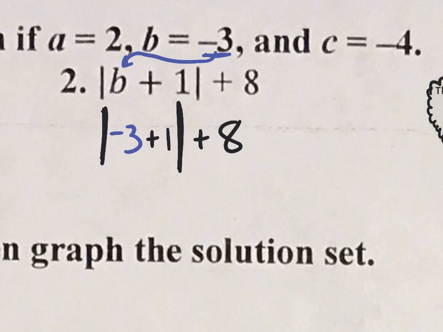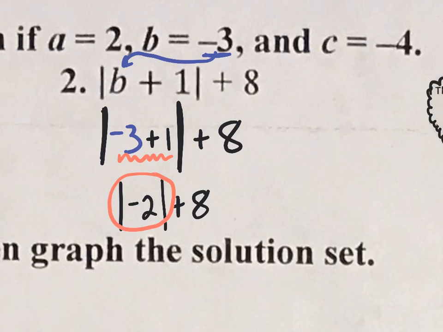Now, absolute values, they kind of work like parentheses. You got to do what's inside of there first. What's negative 3 plus 1? So you have negative 2 on the inside of the absolute value plus 8. Now, what is the absolute value of negative 2? 2. And what is 2 plus 8? 10. So you're not solving anything. You're just plugging in and then doing some adding or subtracting and maybe one absolute value, right? So you're just doing some math.